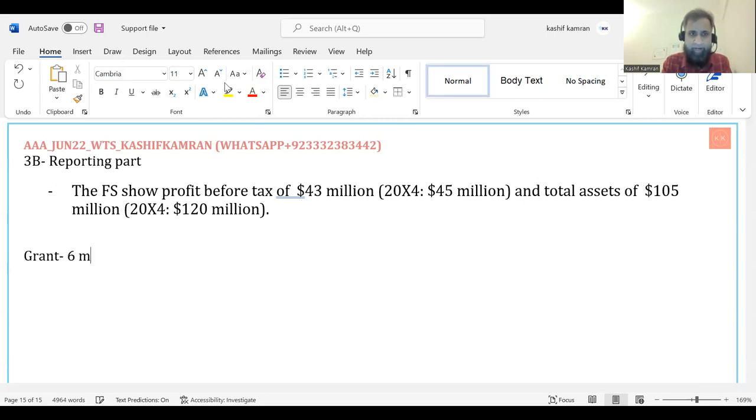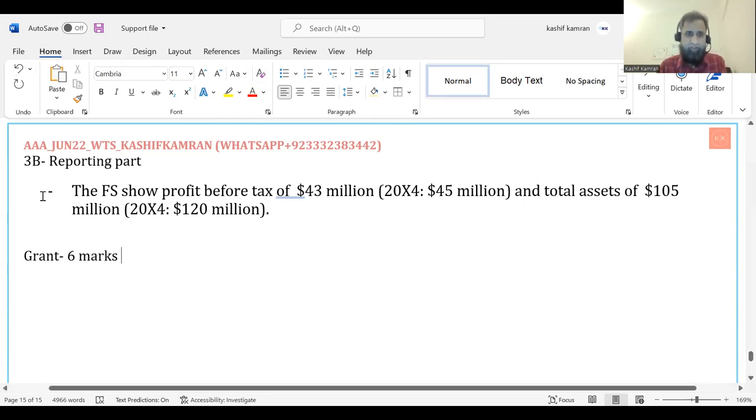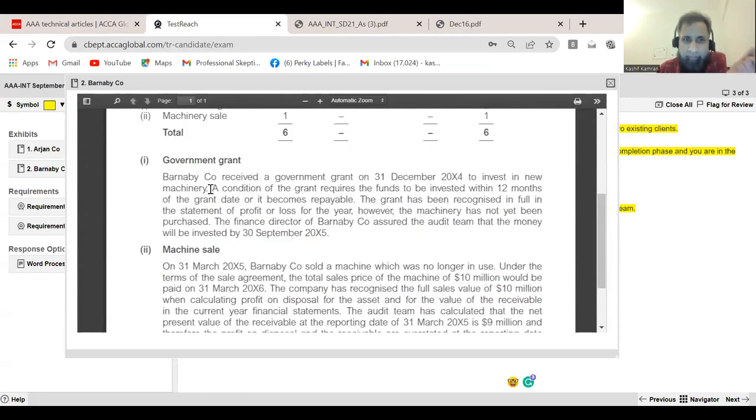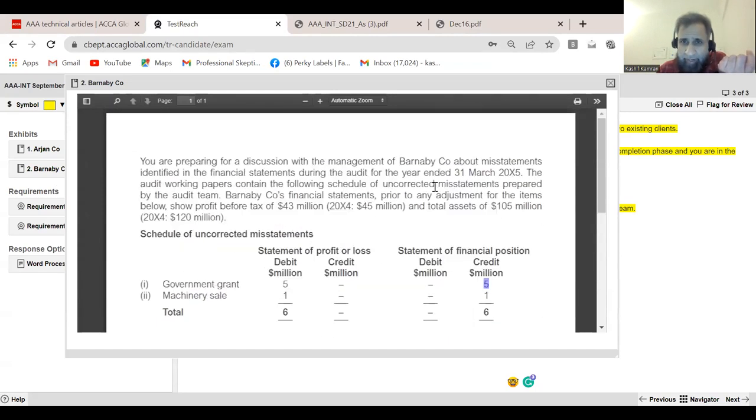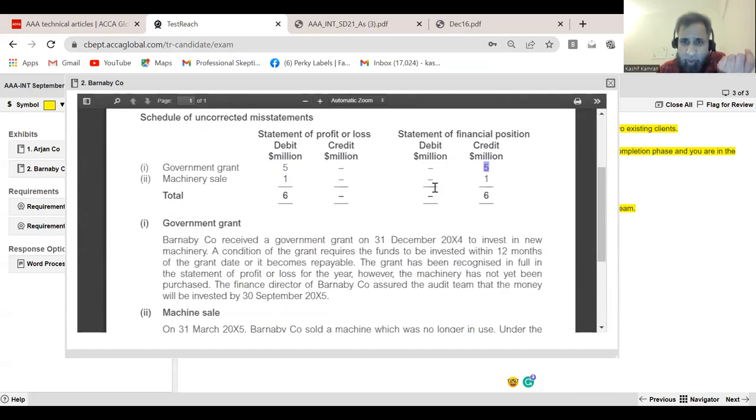We have 6 marks for the grant, right? And you need to write the answer for grant. Let's go back to the exhibit, quickly read the grant. Okay, grant. The Brenner B company received a grant on the 31st of December, right? What's the year end? 31st of March. So they received a grant on 31st of December to invest in the new machinery.